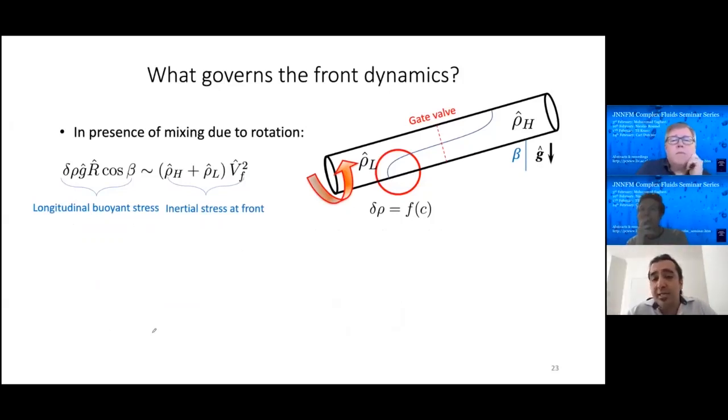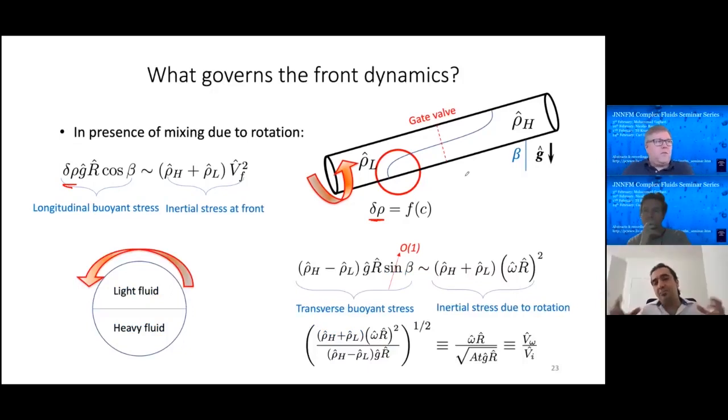We know that the mixing between the two fluids due to the inertia caused by rotation basically reduces the longitudinal buoyancy force that drives the flow. So this can be written in terms of a balance between the longitudinal buoyant stress and the characteristic inertial buoyant stress at the front. And in this case, delta rho is basically the local density difference, which is a function of mixing. So it's clear that another balance that relates the flow to the transverse mixing should be written.